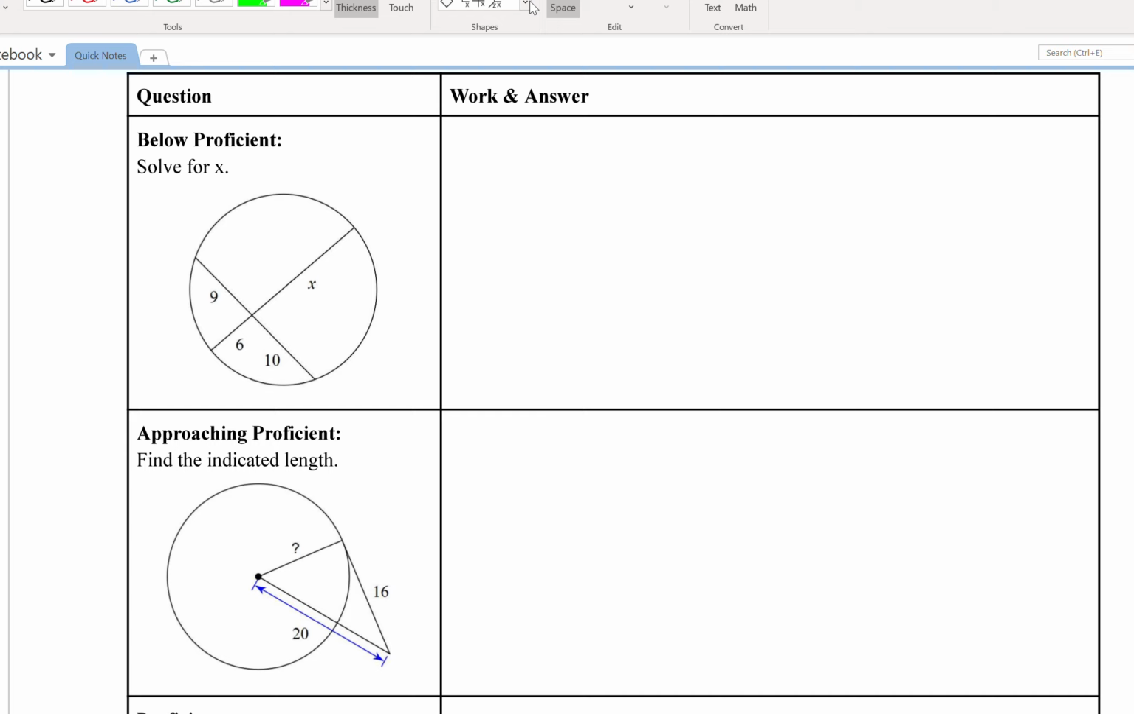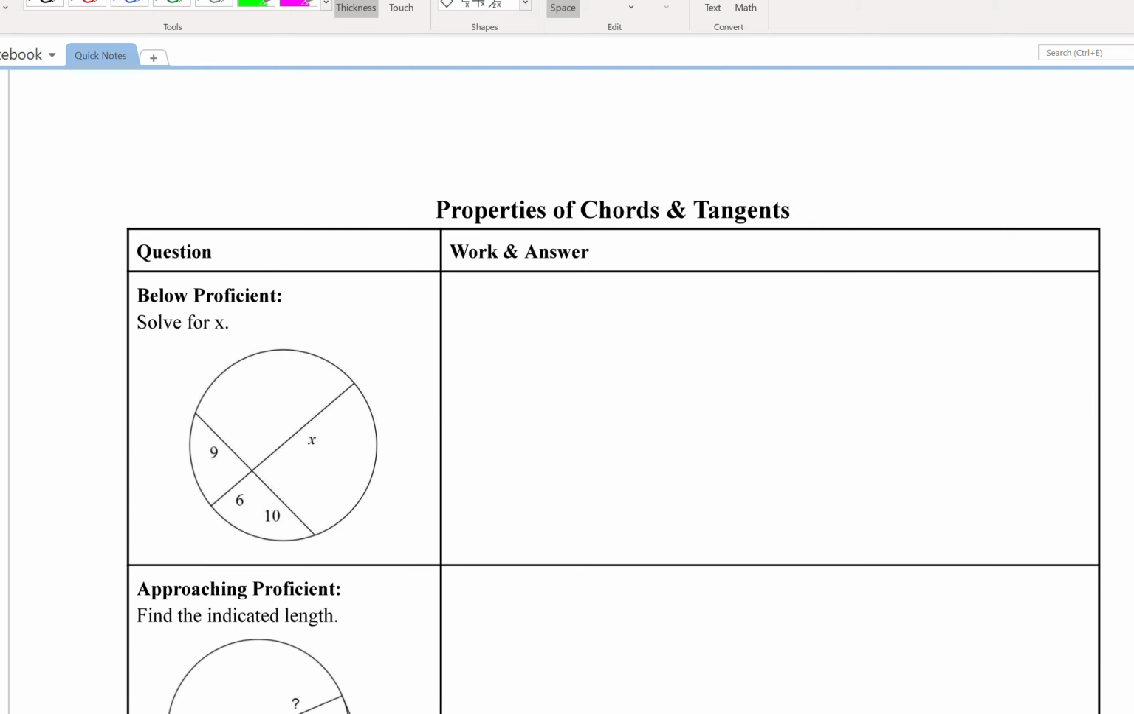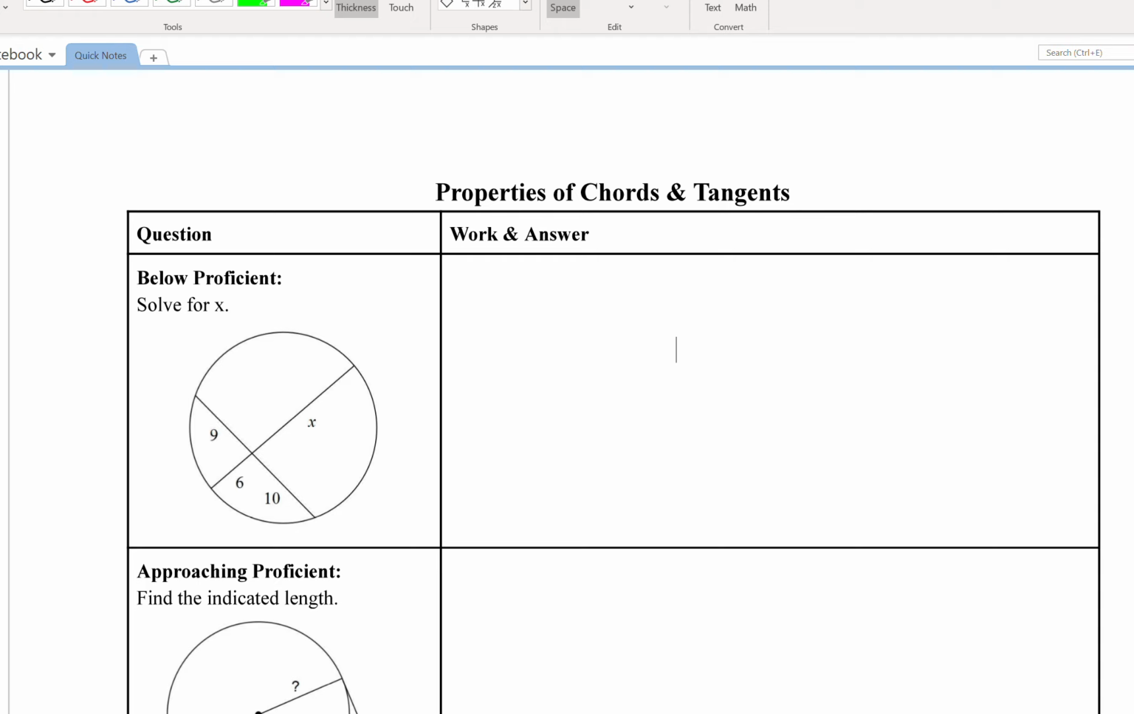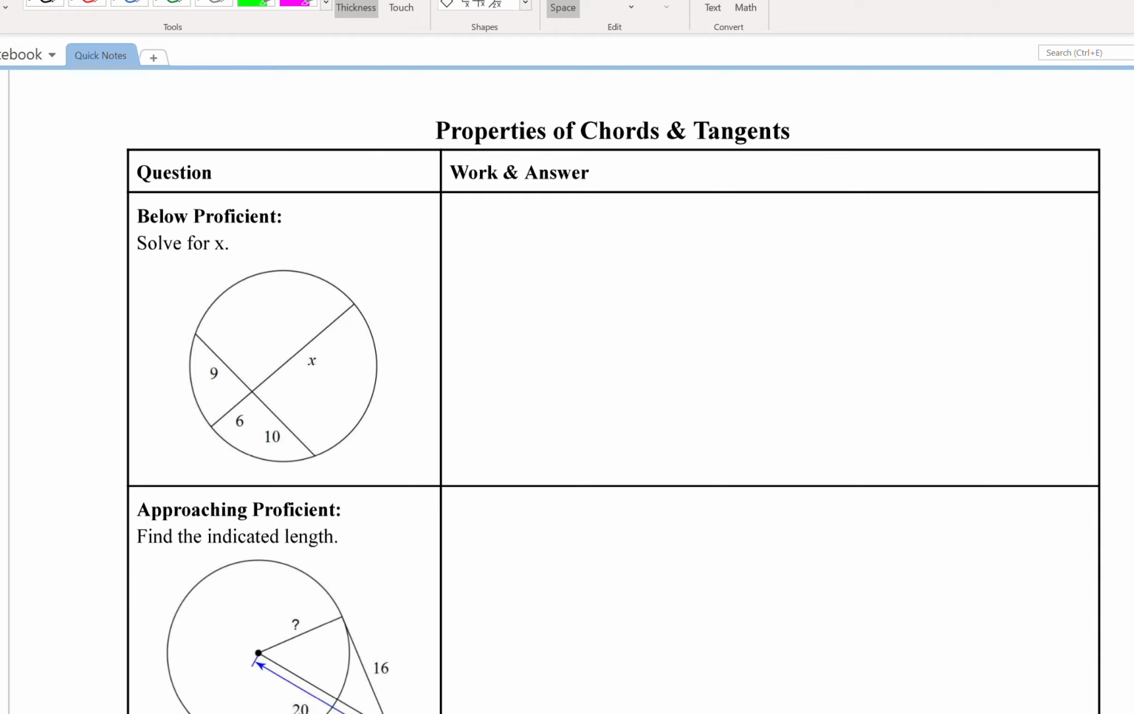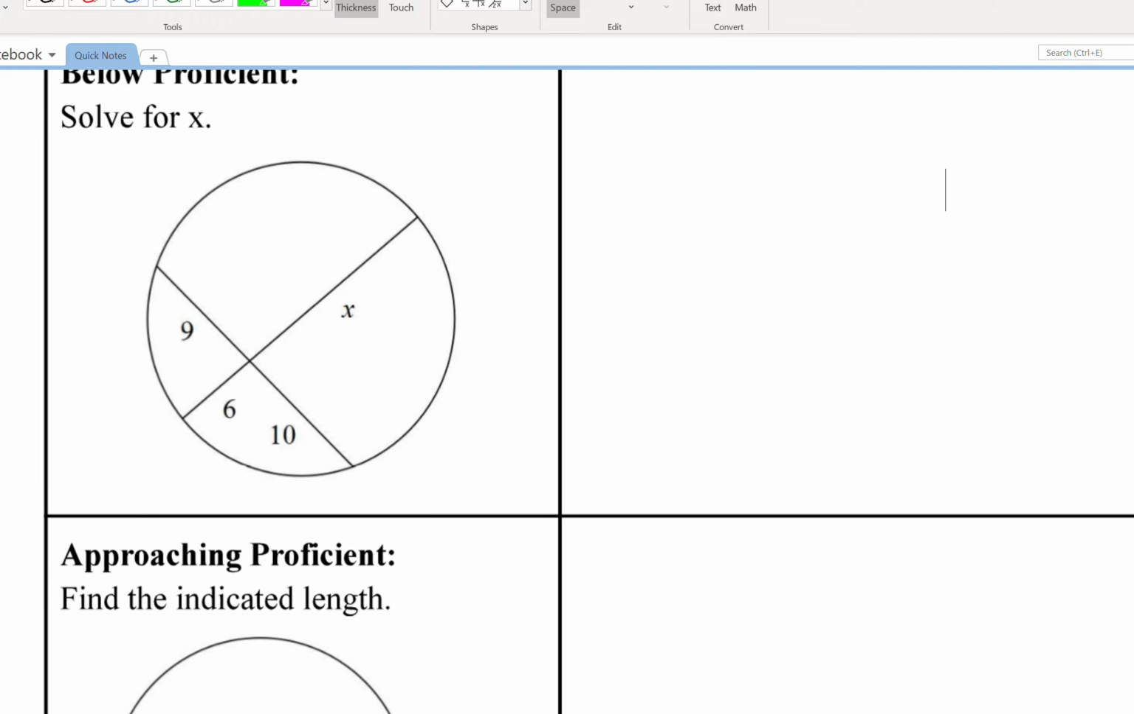This video is about circles, the chords and tangent. Now, just a quick review, an example of a chord would be like this. This line connects 2 points on a circle, and so that's a chord. This is another chord.